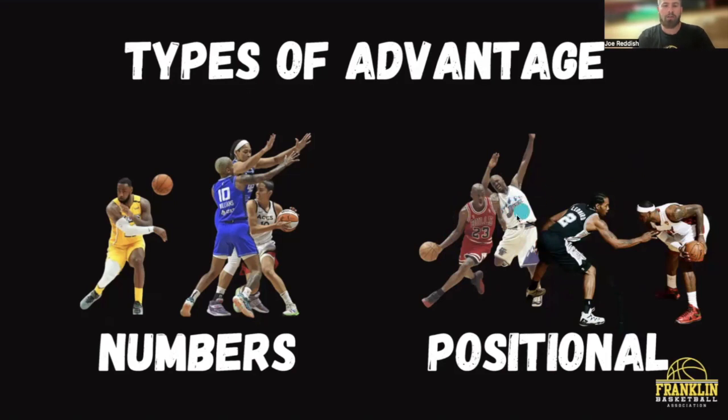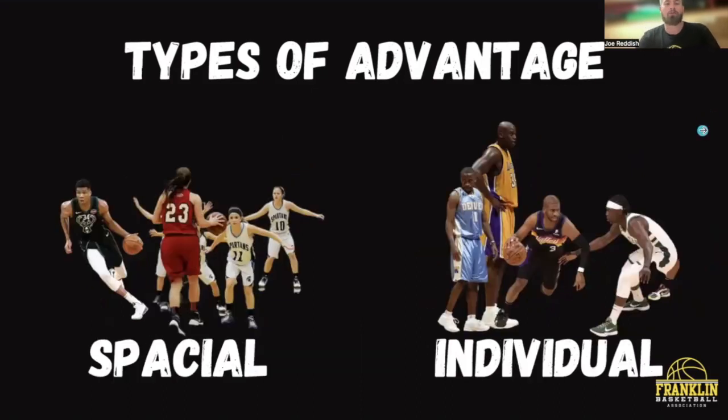So we have outer position over here, shoulder to chest, and we have chest to chest position over here. So now we're in neutral. The next two types of advantages: spatial and individual. Now, usually these spatial advantages can come in small and subtle ways.